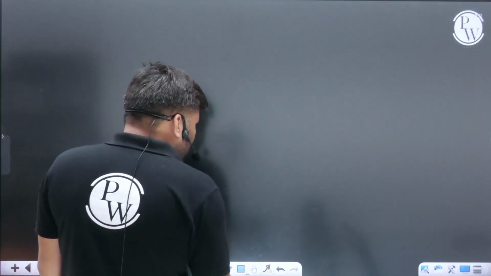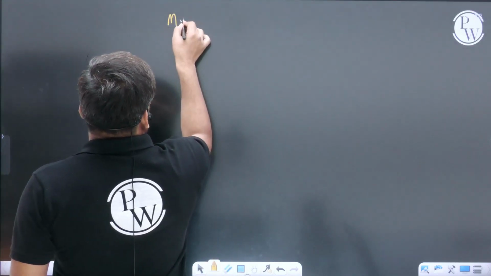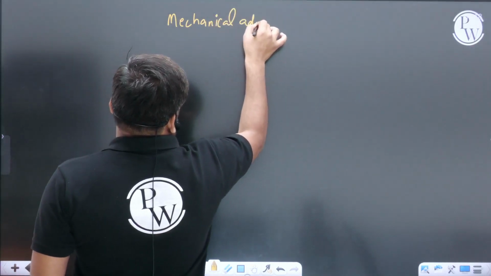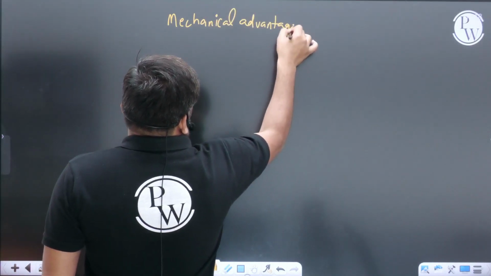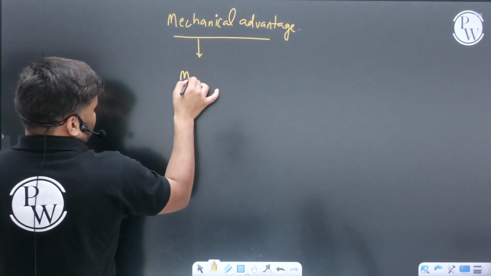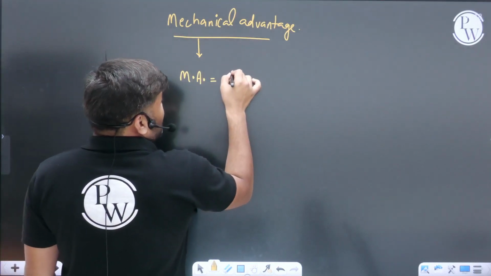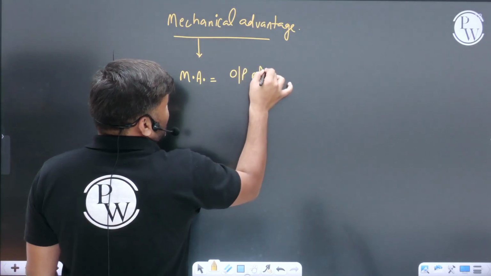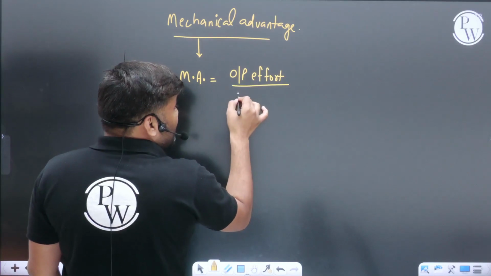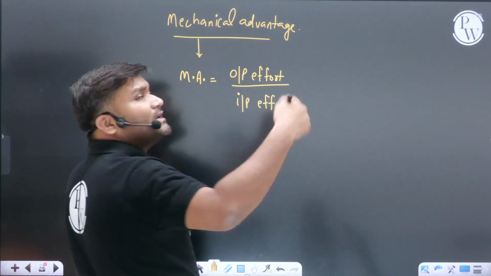How do we define mechanical advantage beta? सबसे पहले let's have a look. What is the meaning of mechanical advantage? Beta, mechanical advantage is defined as ratio of output effort, output में how much force or torque you are going to get divided by input effort. Input में how much force or torque you have applied, you have given.